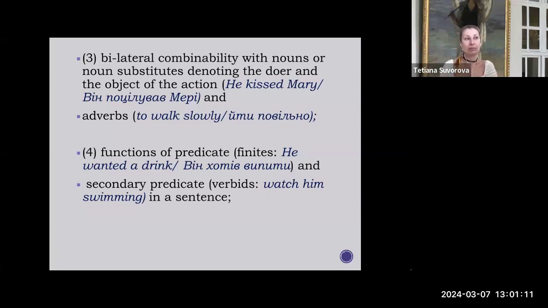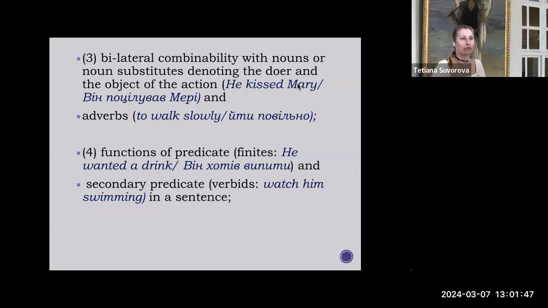For example, he kissed Mary, so it means that after the verb, usually it is something of nominative characteristic. Він поцілував Mary, it's also the same in Ukrainian. And adverbs, because they describe the quality of the verb. So then we speak: to walk slowly, йти повільно. Functions of predicate. So finite, he wanted a drink, він хотів випити, and secondary predicate or predication to express.